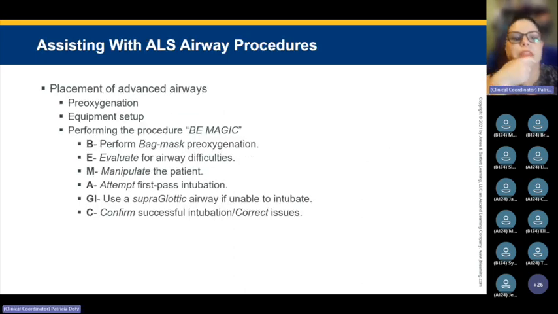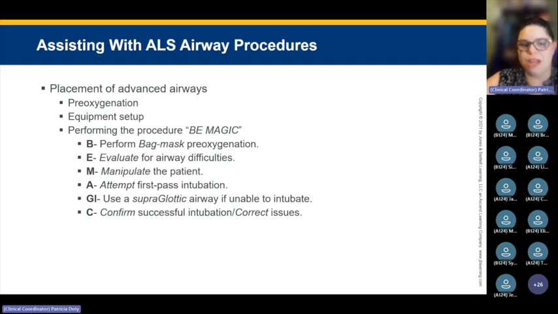All right, so placement of advanced airways. When your critical patient needs advanced airway intervention, the paramedic and even advanced EMTs will perform certain things. First, we're going to pre-oxygenate, and then we're going to have our equipment set up, especially if we're going to go through an ET tube. First step, maintain that high flow oxygen. And we're going to perform these next procedures called B MAGIC.